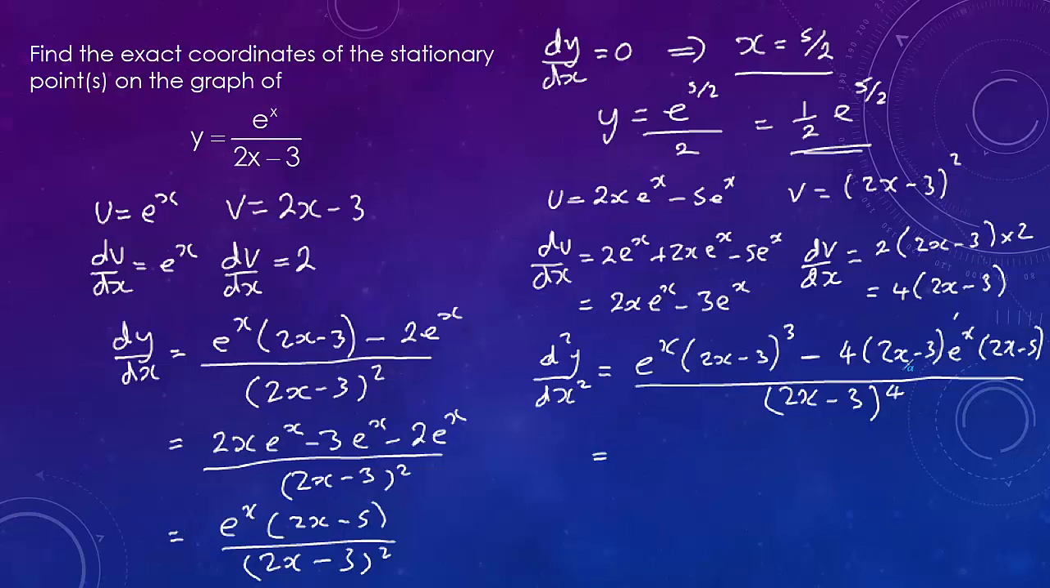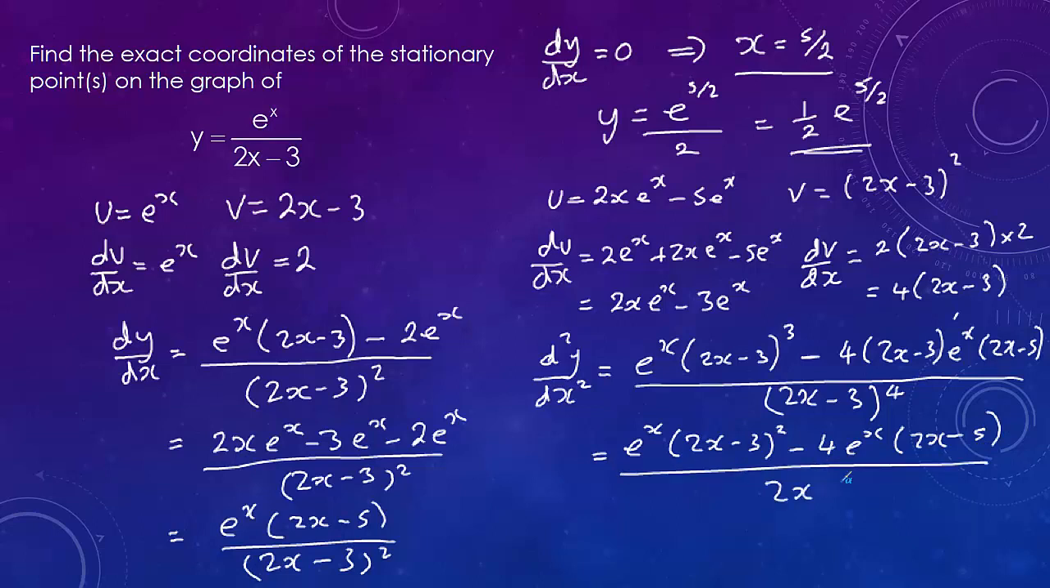Now we can divide right through by a 2x minus 3 here. So that would give us e to the x (2x minus 3) squared, take away 4 e to the x (2x minus 5), all over (2x minus 3) cubed. So I've just divided every single term by 2x minus 3.